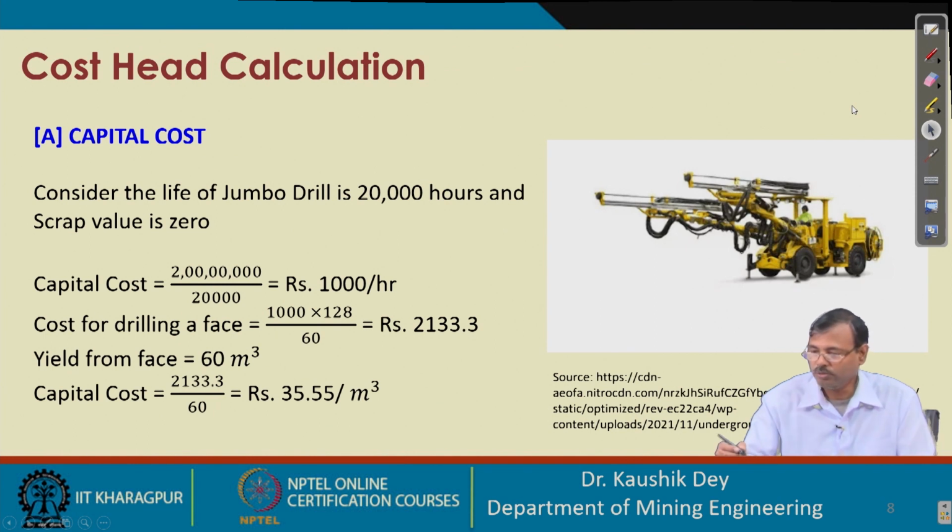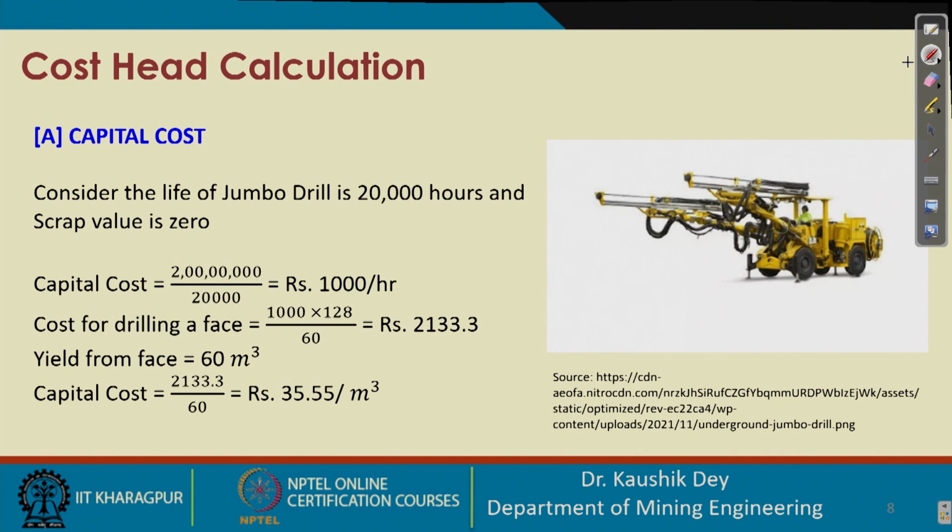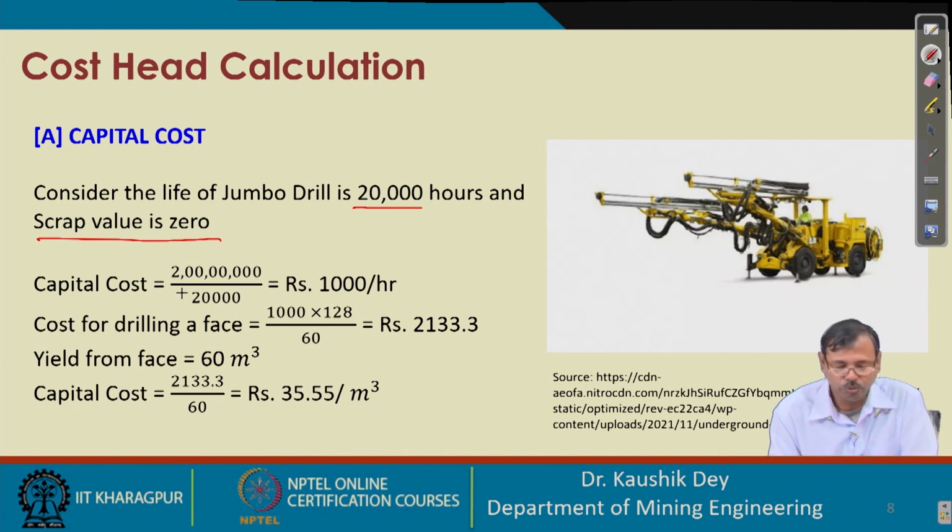Okay. Now, if you look into the cost, we have to consider the life. We have considered the life of the jumbo drill machine is 20,000 hours, scrap value is 0. So, the capital cost price is given 2 crore rupees, that is 20 million rupees. So, 20 million minus 0 by 20,000. So, it is 1000 rupees per hour we are getting.